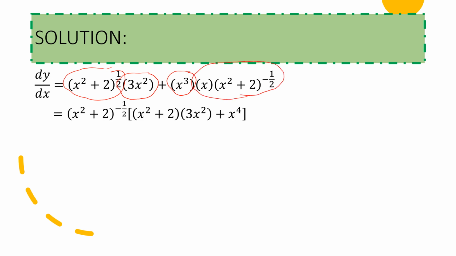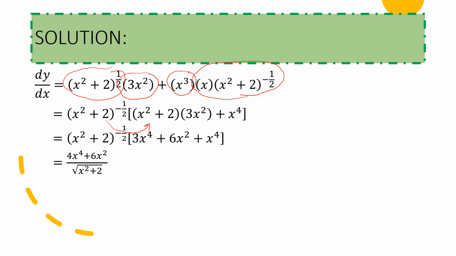So from that, we can factorize (x squared plus 2) to the power of negative 1 over 2. So that factor we multiply by (x squared plus 2) times 3x squared plus x to the power of 4. Then we try to simplify it. So the answer is (4x to the power of 4 plus 6x squared) over the square root of x squared plus 2.